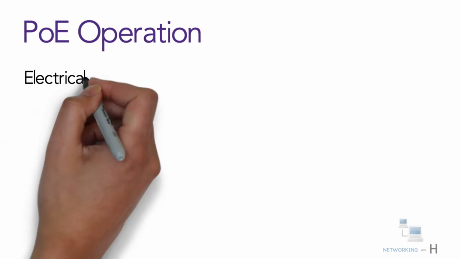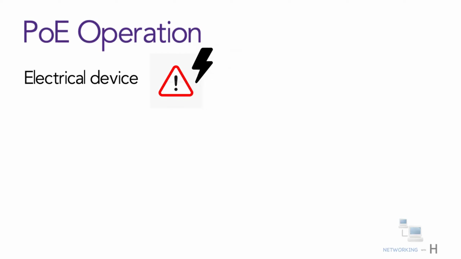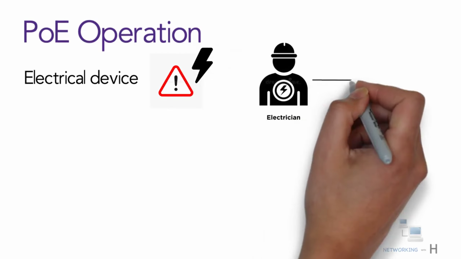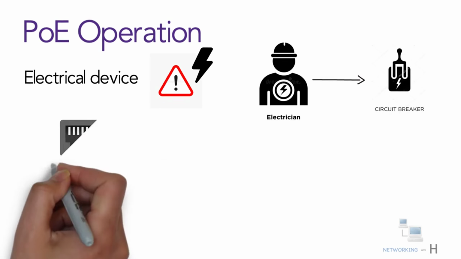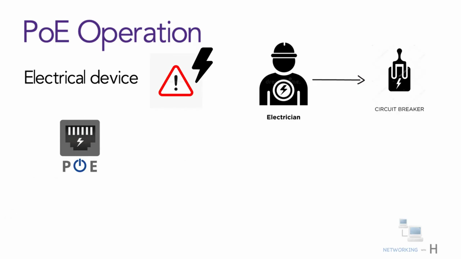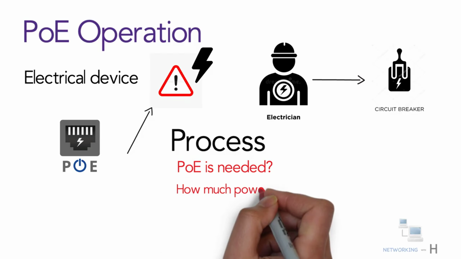Let's look at how PoE operates. Every electrical device can be harmed by receiving too much current, which is why electricians install circuit breakers and why we use surge protectors. Applying power over an Ethernet cable could have the same effect, harming the device on the other end if the device does not support PoE. So PoE must have a process in place to determine if PoE is actually needed and for how much power.